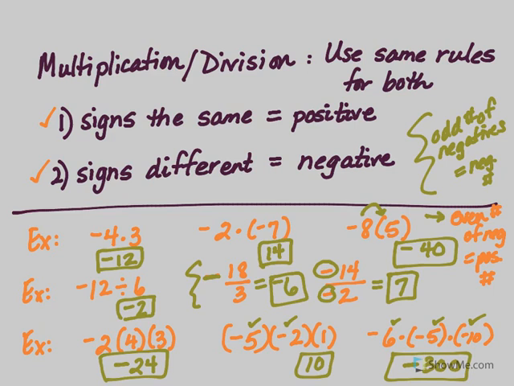So there's a review of your integer operations, and actually these rules apply to non-integers like fractions and decimals. Really it's just about multiplying with positives and negatives and the rules that we have to follow.